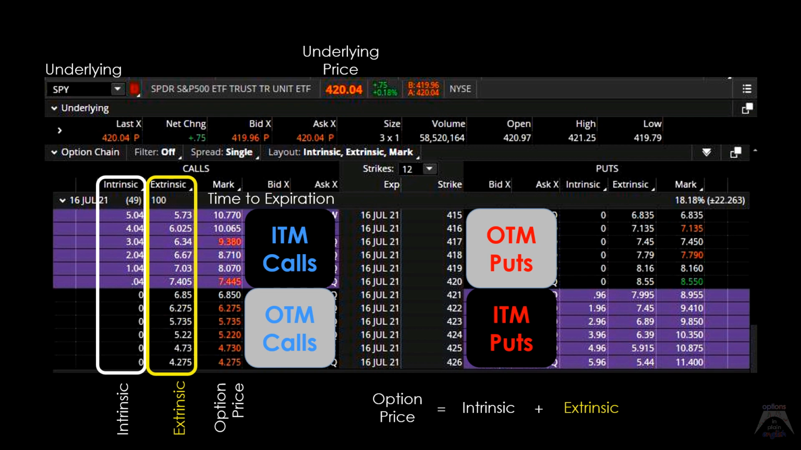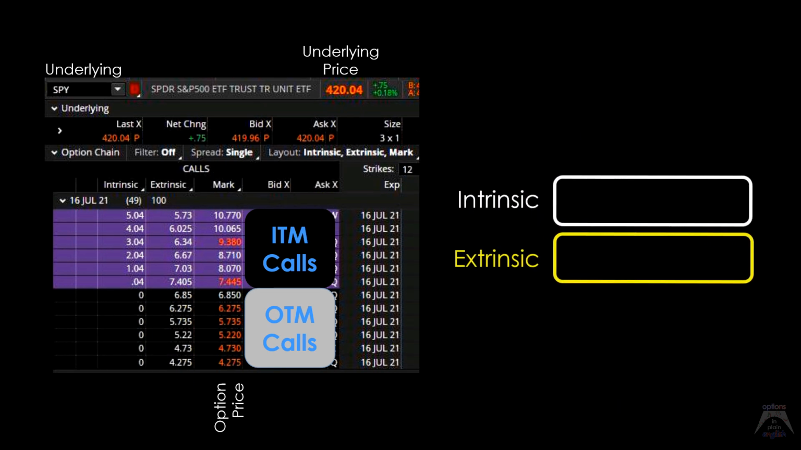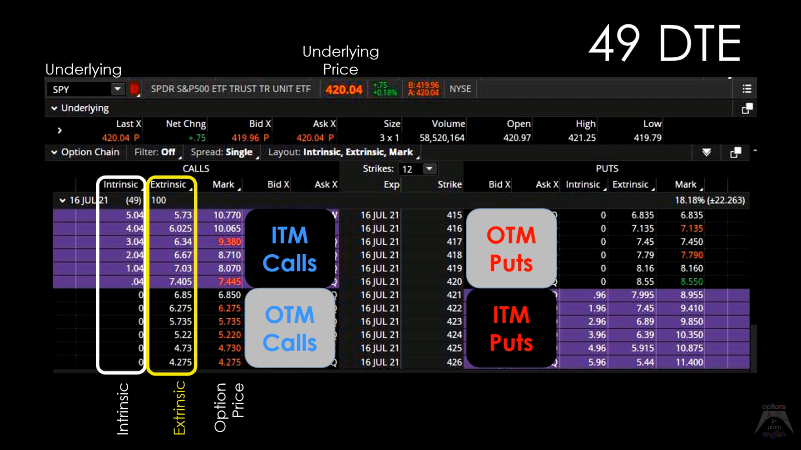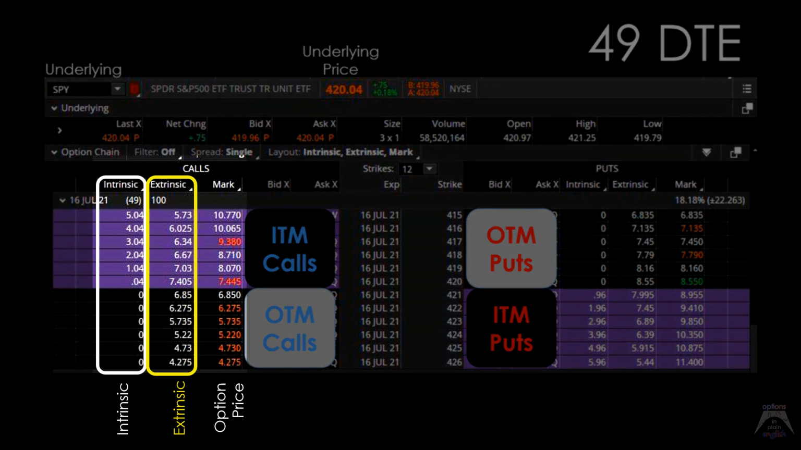If we look at both intrinsic and extrinsic values for calls and puts, we can see that only in-the-money options have intrinsic value, whereas all current options have extrinsic value. The options that are currently up on the screen have 49 days to expiration. So if you focus on the intrinsic and extrinsic values for calls, as we take a look at options with fewer days to expiration, you're going to notice how they change as the days to expiration change.